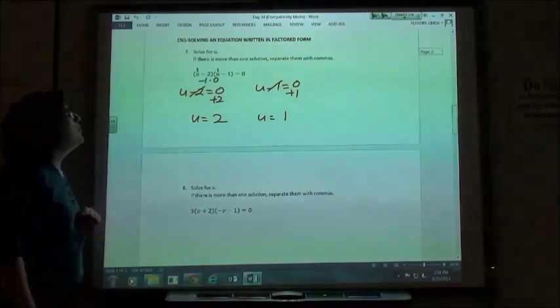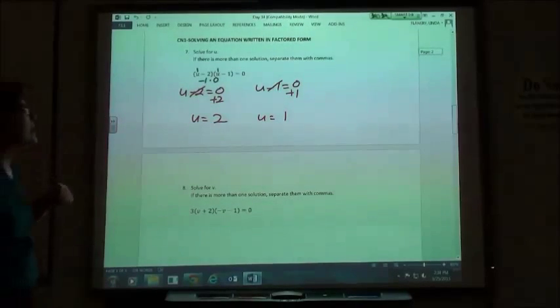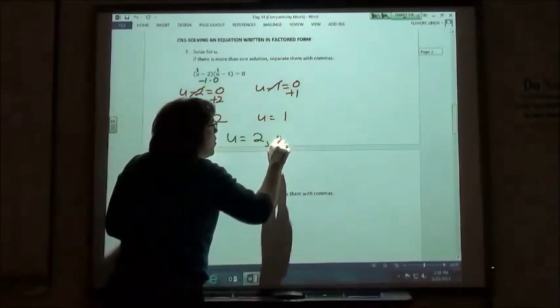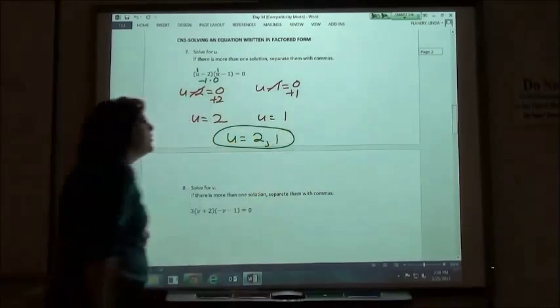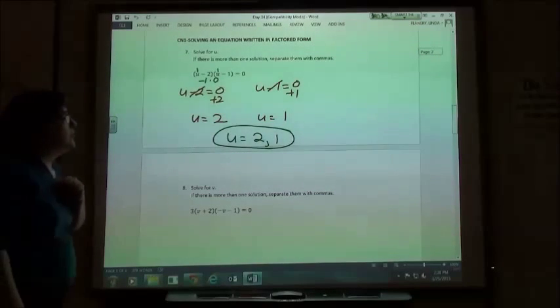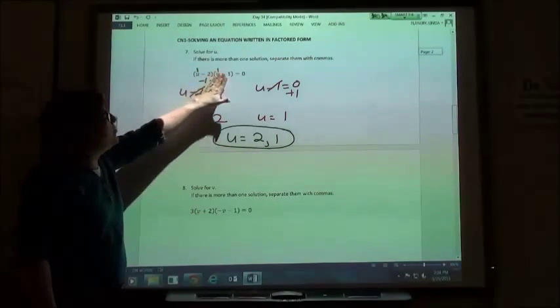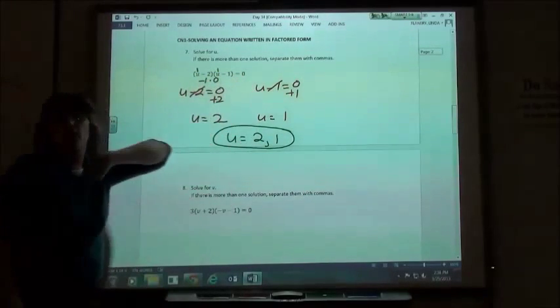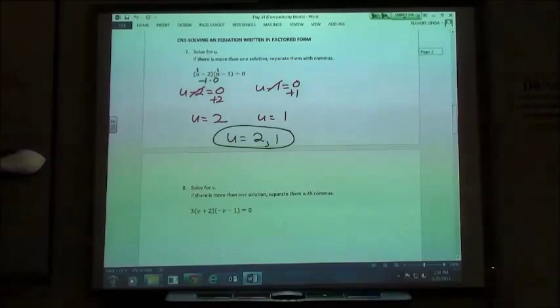So they tell you if there's more than one solution, which there is, you're going to separate them with commas. So u is going to equal 2 or 1, doesn't matter the order, just so you have them both in there. And there are my answers. So if it's in factored form and it's equal to 0, then you can just break it down and put each factor equal to 0 and solve.